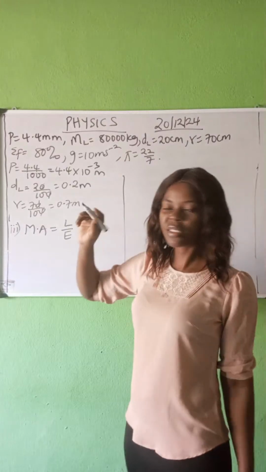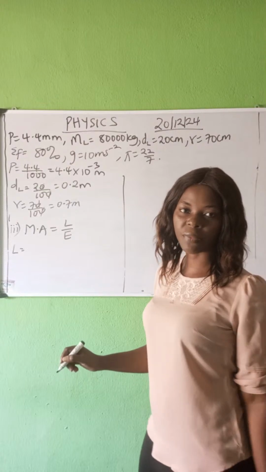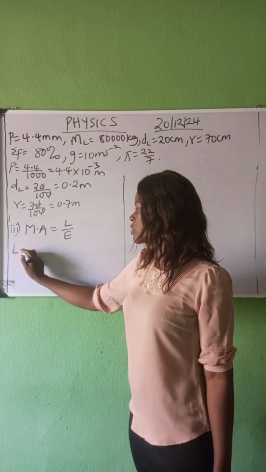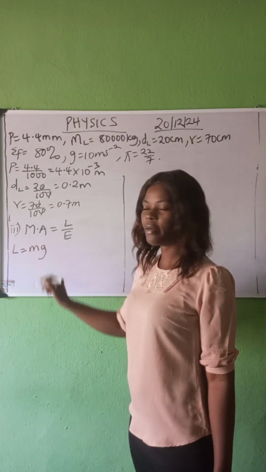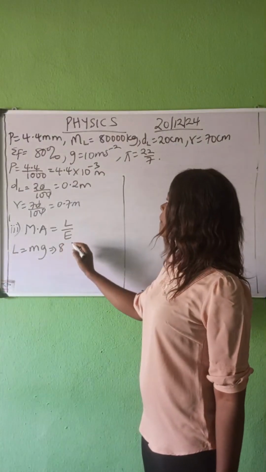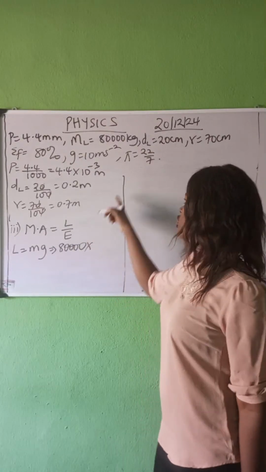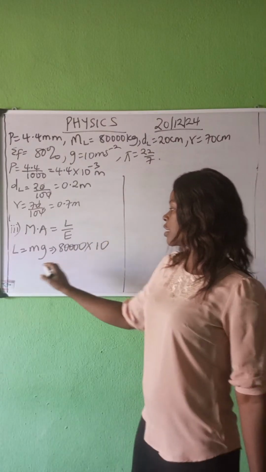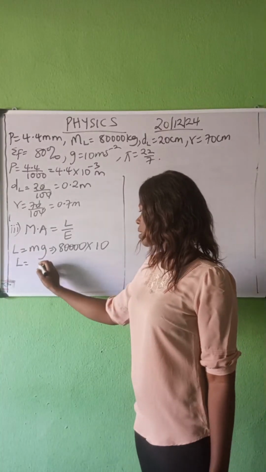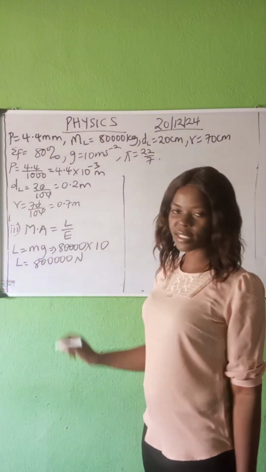Now I tell you that load is a force and effort is a force. Force is equal to weight, and weight is equal to mass times gravity. So this is equal to mg, right? Now we are given 80,000, multiplied by g, which is 10. I have g as 10. So my load is equal to 800,000 Newton.